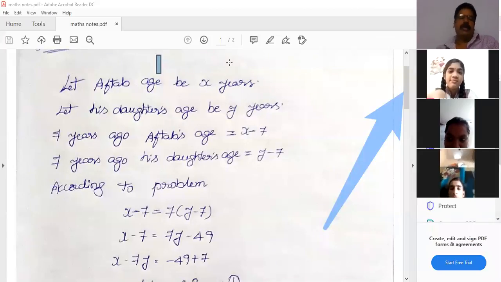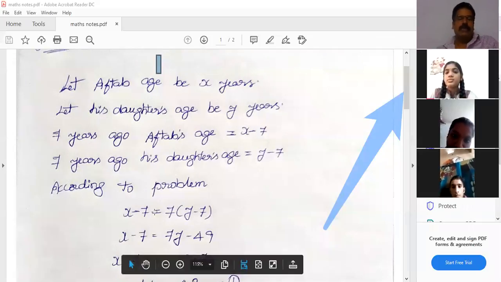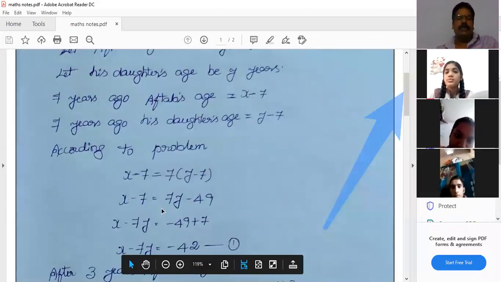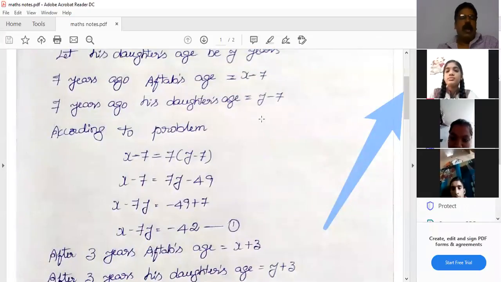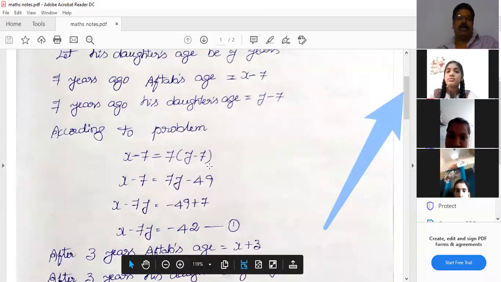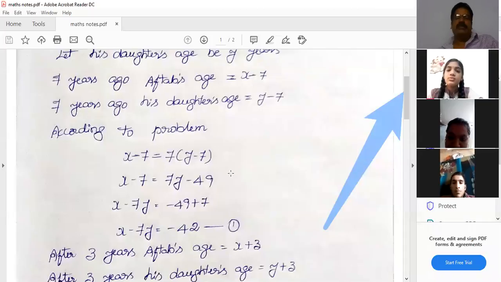Yes, sir. Okay. So 7 years ago, Aftab's age is 7 times his daughter's. That means X minus 7 is equal to 7 of Y minus 7. Now multiply by 7. Next step, X minus 7 equals 7Y minus 49, since 7 sevens are 49. Now transpose variables to LHS and numbers to RHS. I transpose 7Y to LHS, so plus 7Y becomes minus 7Y, and I transpose minus 7 to RHS, plus 7. Then X minus 7Y is equal to minus 42.